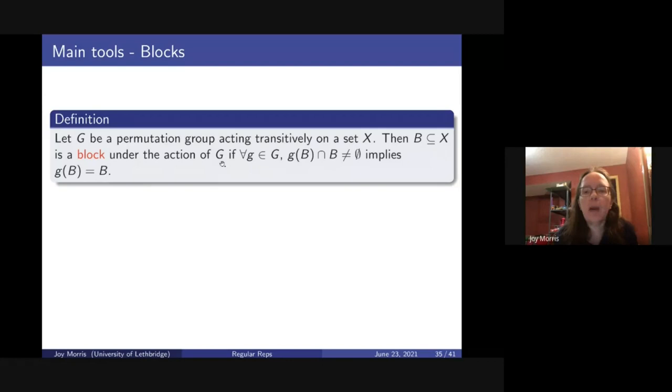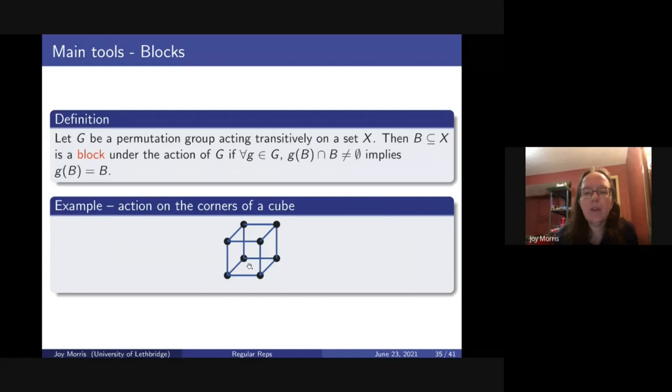As an example, if we look at the action of a group on the vertices of a cube, if we took this particular subset of vertices, this is not a block because I can map it to this subset of vertices and there is an overlap, but they are not the same. So these two sets overlap but aren't the same, and they can be mapped to each other by an automorphism of the cube. And so they're not a block.